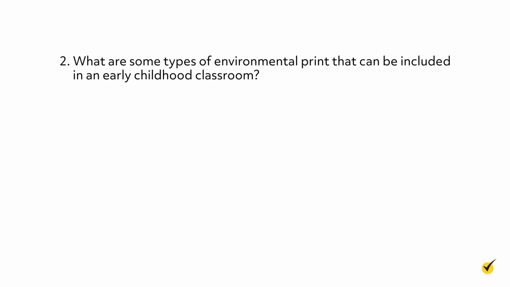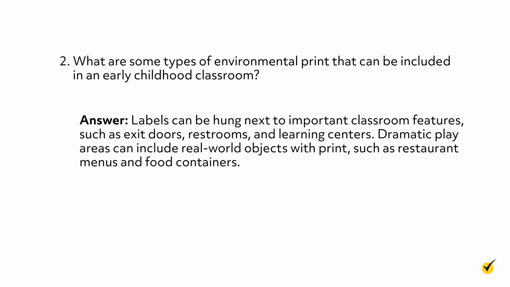Number 2. What are some types of environmental print that can be included in an early childhood classroom? Labels can be hung next to important classroom features such as exit doors, restrooms, and learning centers. Dramatic play areas can include real-world objects with print, such as restaurant menus and food containers.